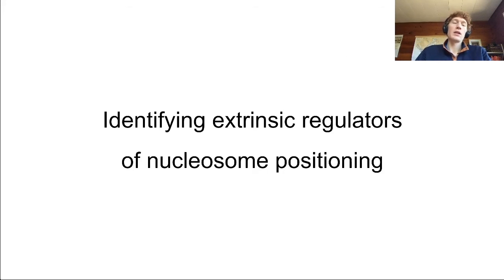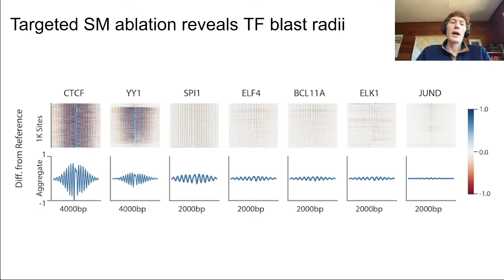So now that we've got this method for measuring the extrinsic sequence basis, we wanted to look at a bunch of different transcription factors and see what their blast radius is. Essentially what we're doing is taking 1,000 sites for each TF, ablating the sequence motif that underlies the site, and measuring what the effect is on flanking nucleosomes. Not surprisingly, CTCF has by far the largest effect, and it's got a very large blast radius in flanking nucleosome space.